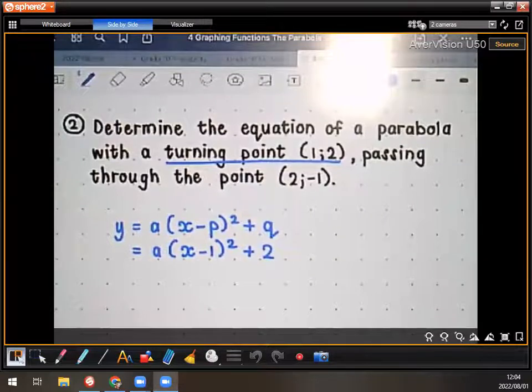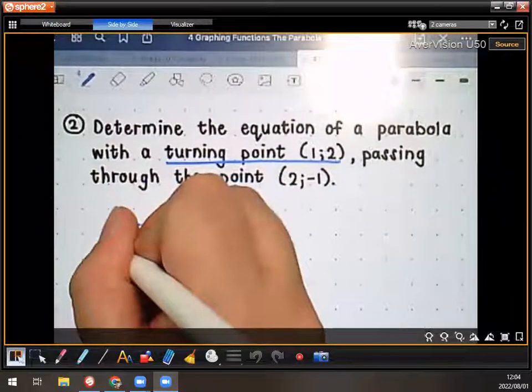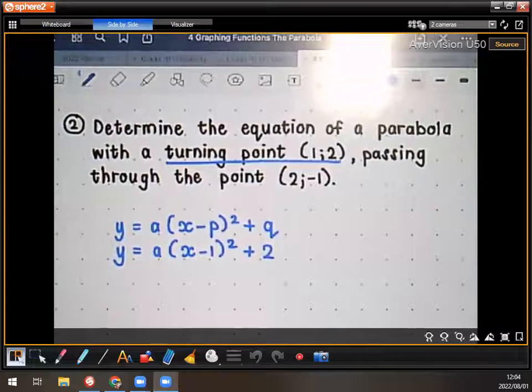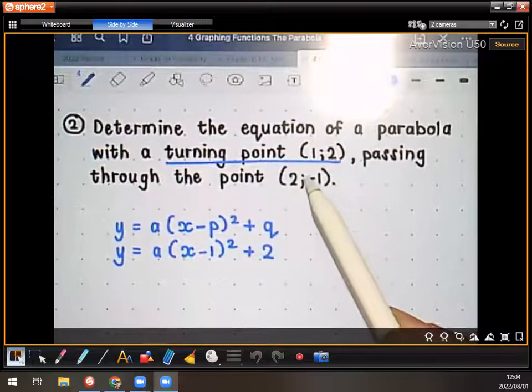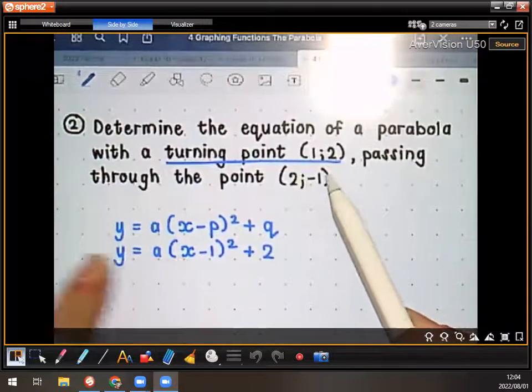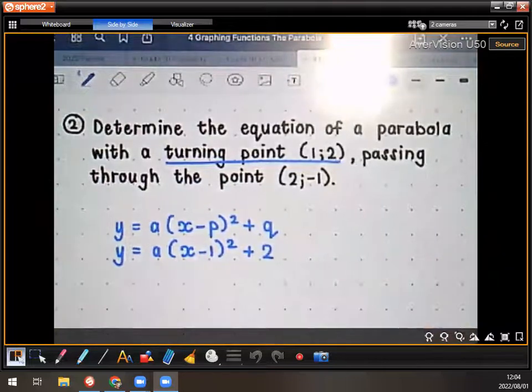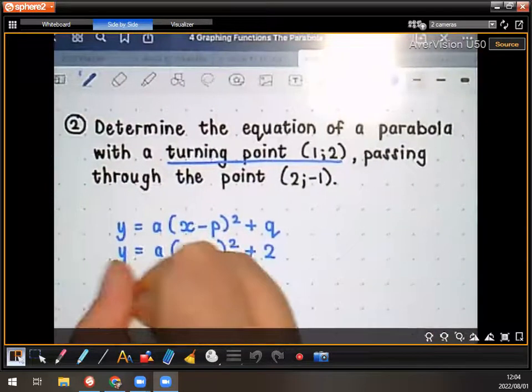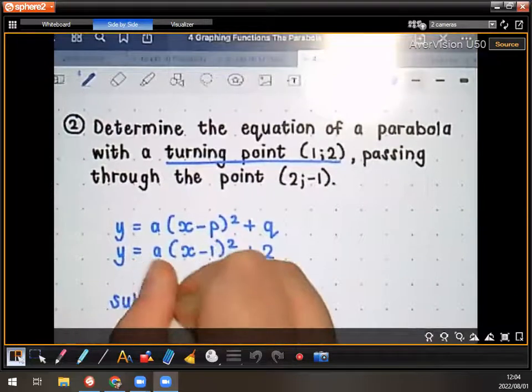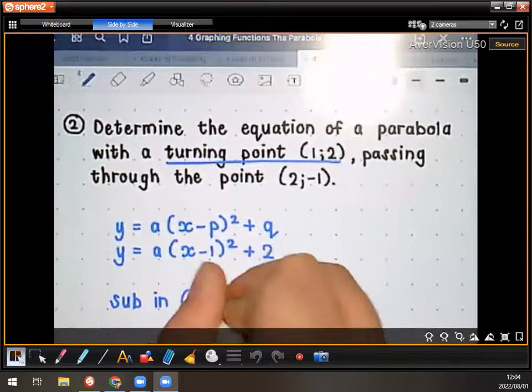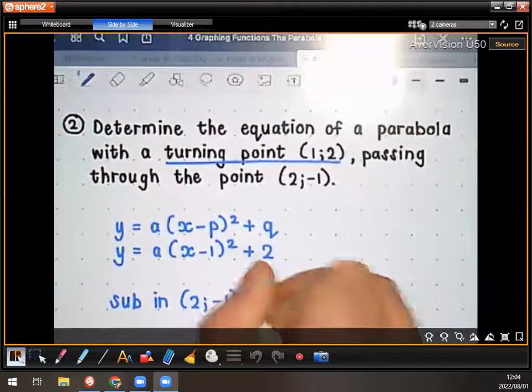All right, again, and this is obviously equal to y. Again, I have everything now except for a, which is why they gave me another point. Just like in the previous example, so that we can calculate a, we're going to sub in the other point, because that will get rid of the x and the y, and we can then just solve for it. So we're going to sub in the point 2, negative 1, the other point that they gave you.